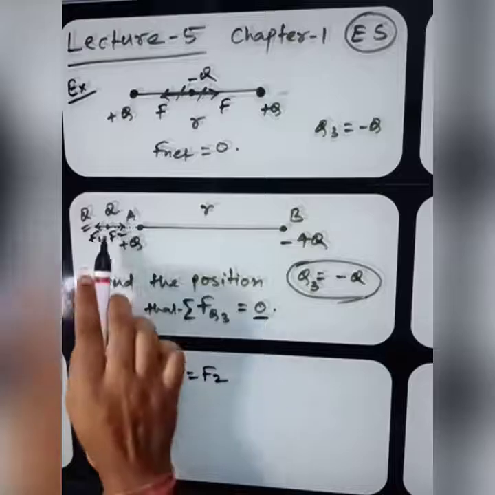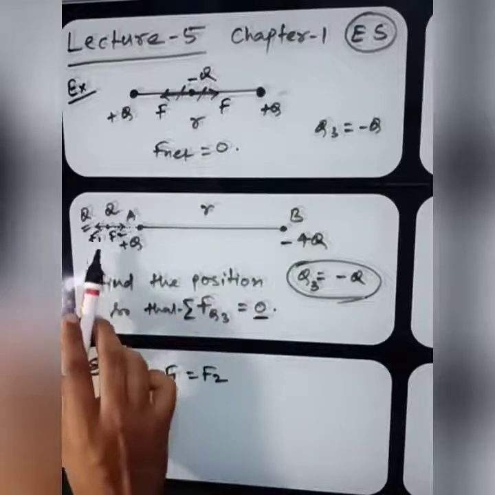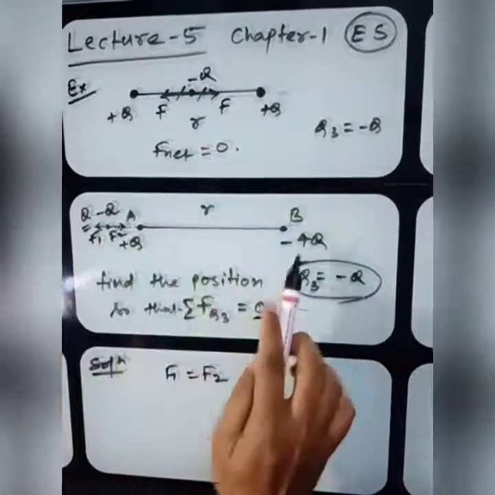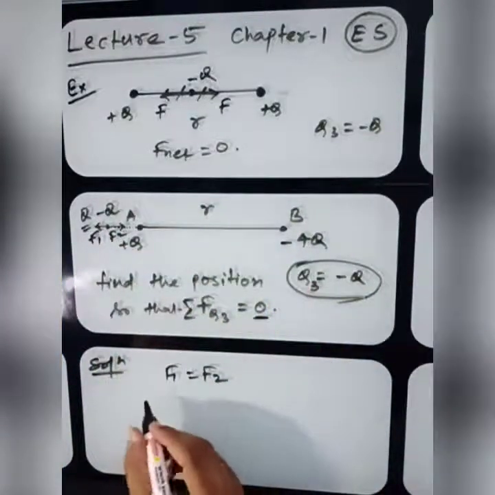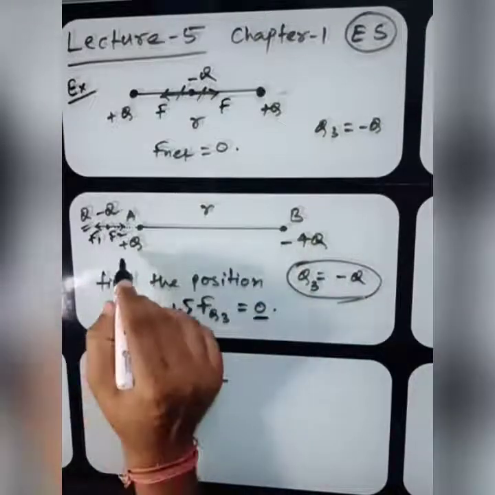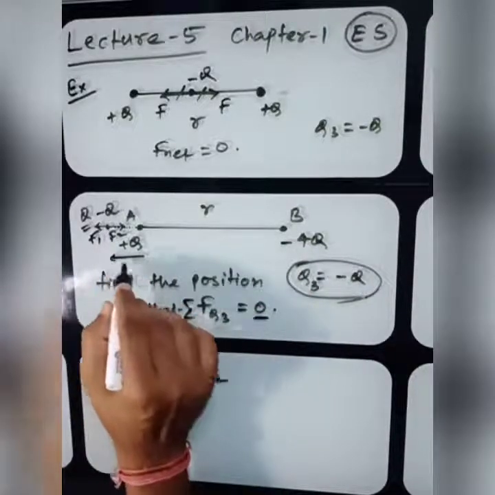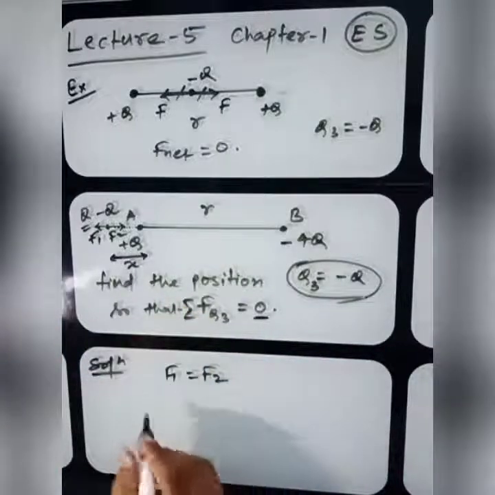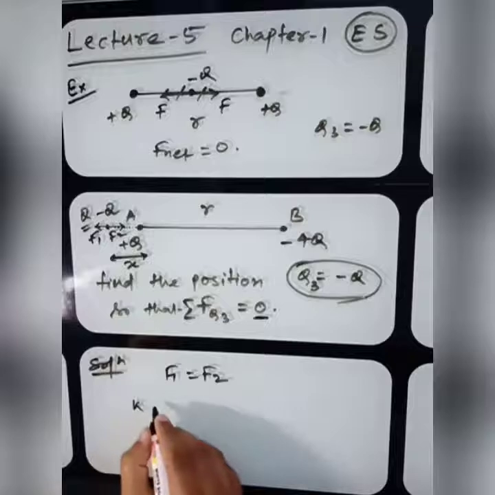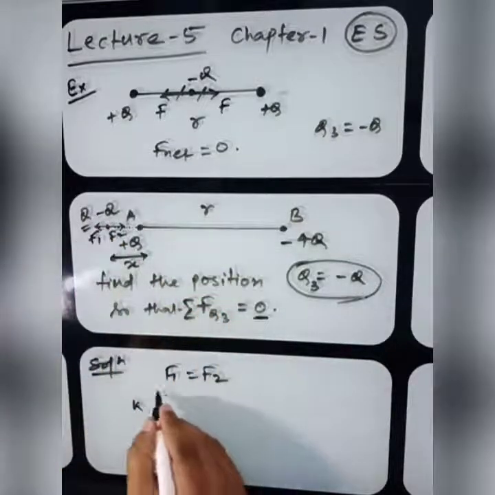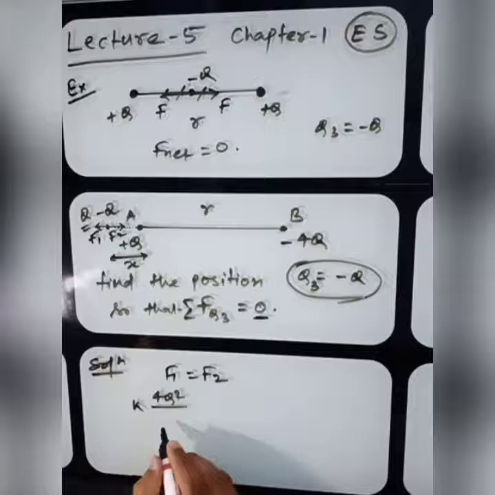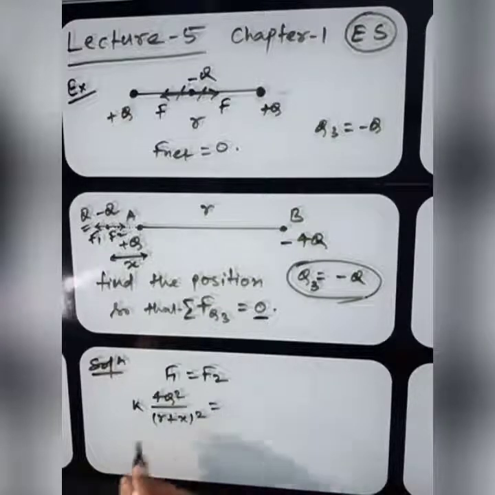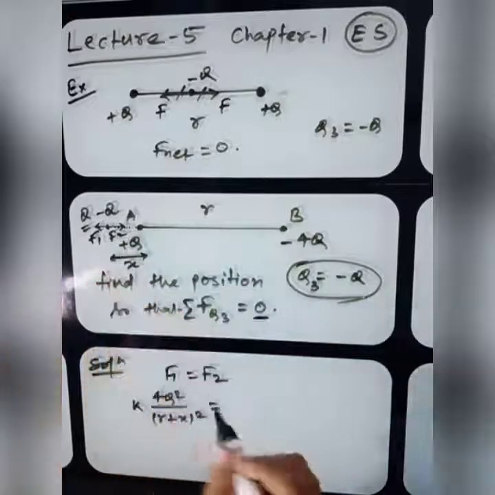So F1 is the force between these two. F1 is the force between minus q and minus 4q. The total distance between these two will be how much? Let us place the charge at distance x from plus q, that is from A. So the force will be k, q and 4q, that is k 4q square divided by (r plus x) square, is equal to the force between these two.